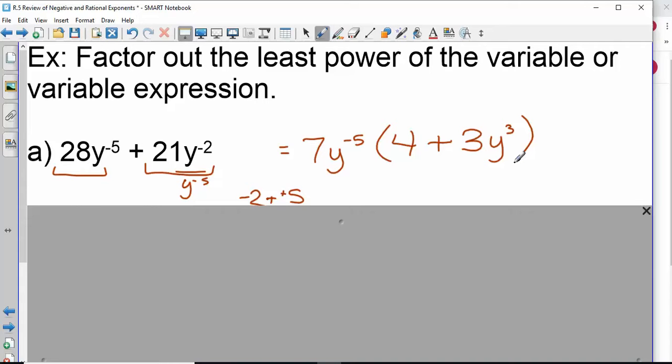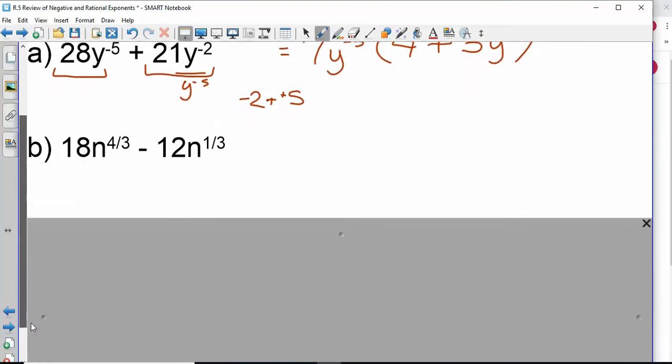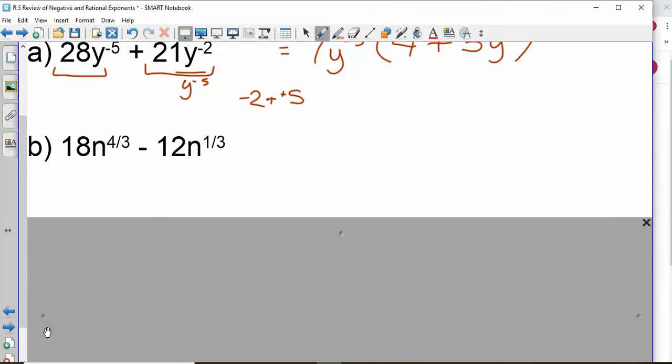So when you pull out your greatest common factor, it should make all the exponents inside your parentheses positive. If you still have a negative exponent here, you didn't pull out the smallest thing that you could. Let's try some more of those. Actually, why don't you guys try this one on your own?